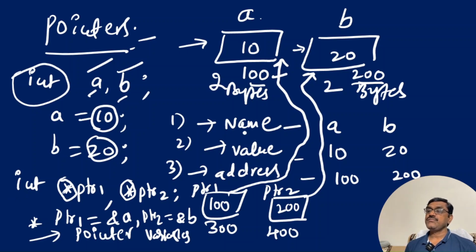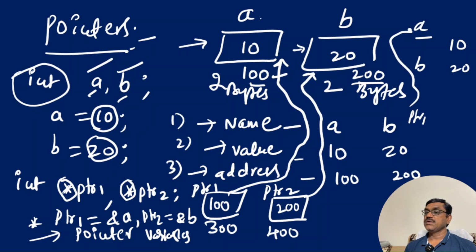Right. Now, another important thing is how to access the value of a. If you write a, what is the value of a here? 10. If you take b, what is the value of b here? 20. Now, just now I said that ptr1 is the pointer to a. Next, ptr2 is the pointer to b. When ptr1 is the pointer to a and ptr2 is the pointer to b, you can also access the values of a and b indirectly through the pointers ptr1 and ptr2.